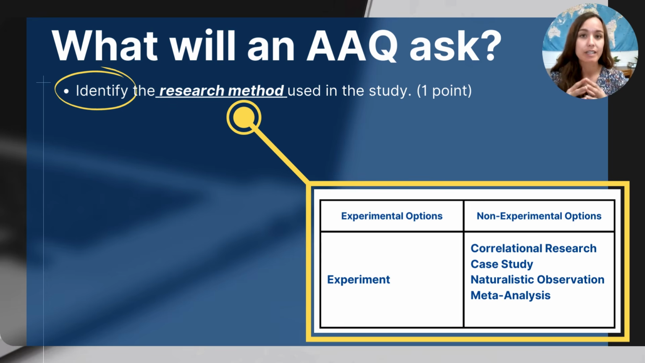Notice how the task verb at the beginning of this statement says identify. This means that all you need to do is state the method in the study. So enough would be just saying the research method used in this study is blank. And that would be enough to score the point for this particular task.